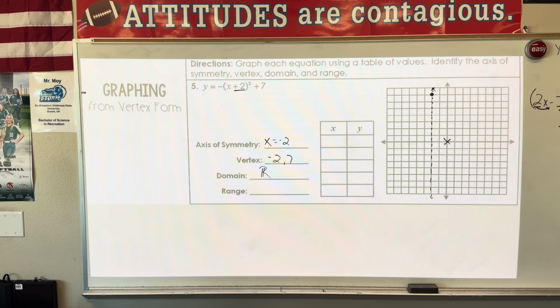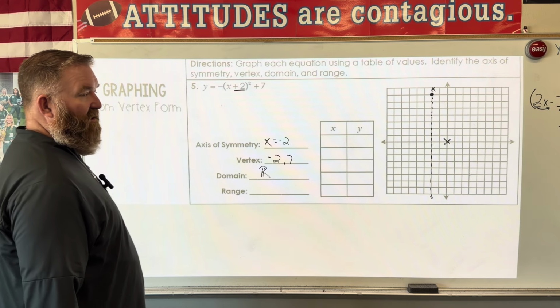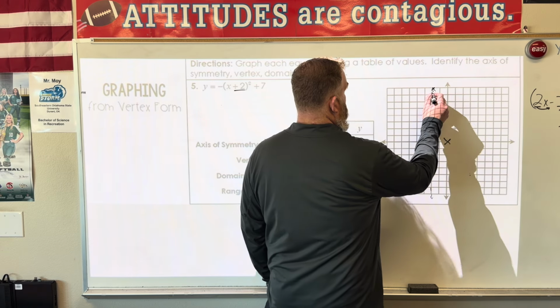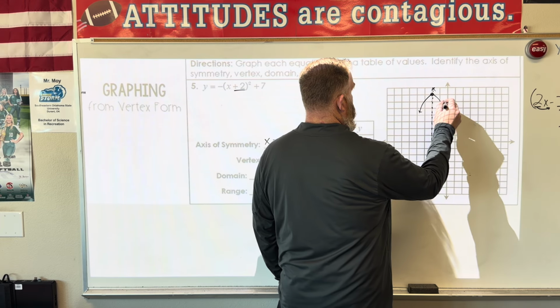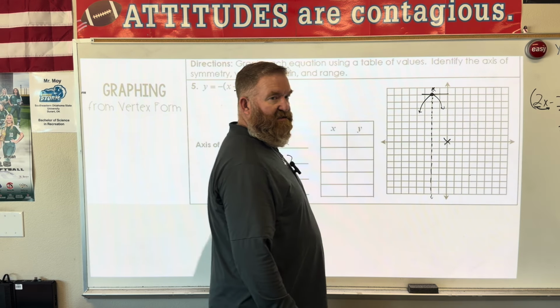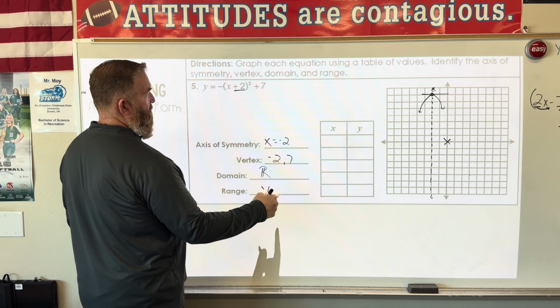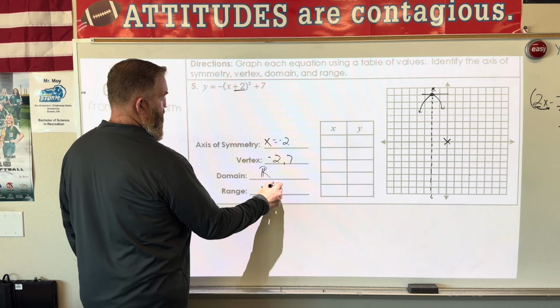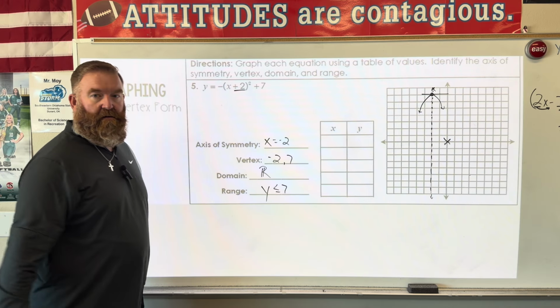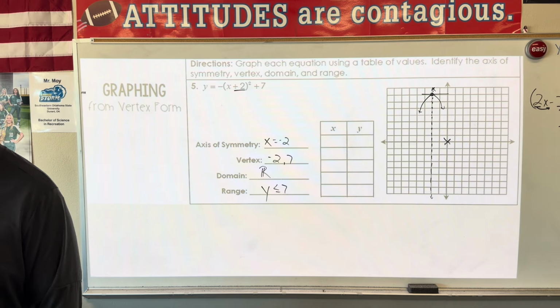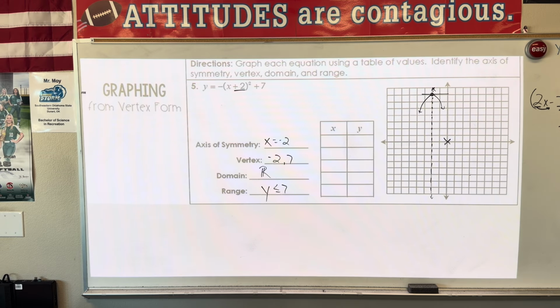And what is my range? Hold on. If it goes down from here because it's a negative, yes? Wouldn't it be less than that number? So y is less than what? What's my top number? How tall is it? Less than or equal to 7. Because it goes down from there. Okay. Now the tricky part.